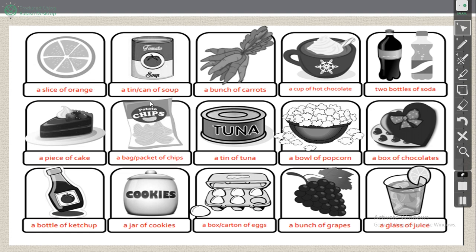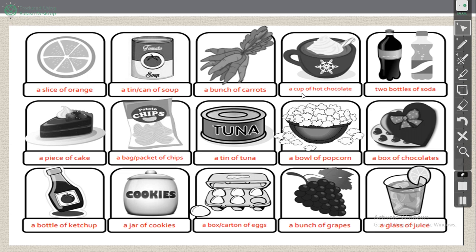Number 2, we have a tin. This is a tin, and can and tin is the same word, okay? A tin or can of soup. Here, tin. This is tin. علبة حديدية. Okay? Here we have carrots. Carrots. What is carrots? جزر. So what is the correct word? A bunch of carrots.